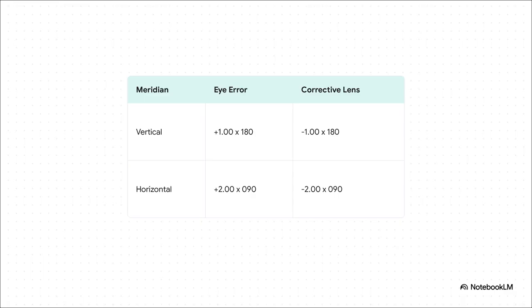In the vertical meridian at axis 180, remember we had a plus 1.00 diopter error. To fix that, we need a minus 1.00 diopter corrective lens at axis 180. In the horizontal meridian at axis 090, we had a plus 2.00 diopter error. We simply offset that with a minus 2.00 diopter corrective lens at axis 090. Here is your next big O-capped pearl. The corrective lenses are always equal in power but opposite in sign to the spherocylindrical error lenses.